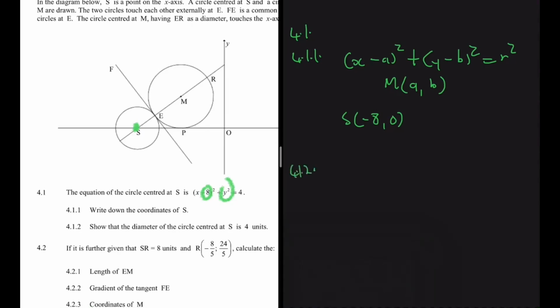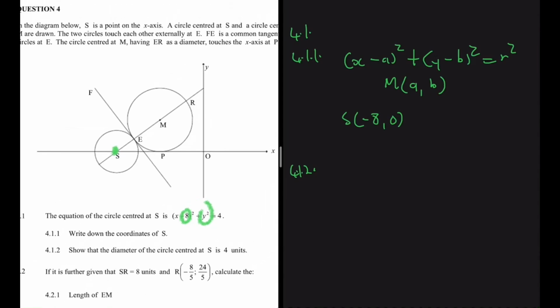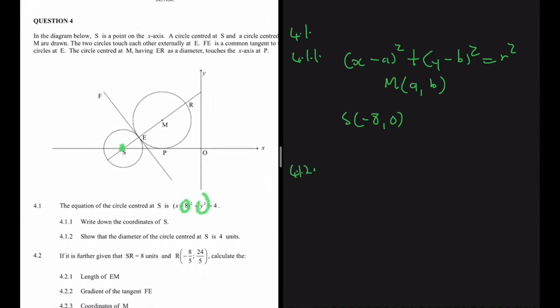4.1.2. 4.1.2 says, show that the diameter of the circle centered at S is 4 units. So what is the diameter by definition? The diameter is equal to 2 multiplied by the radius, right? But what is the radius of our circle? We know that from the general formula, (x minus a) squared plus (y minus b) squared shall be equal to r squared, and we're given r squared. So with r squared we can find r and ultimately find the diameter, right?